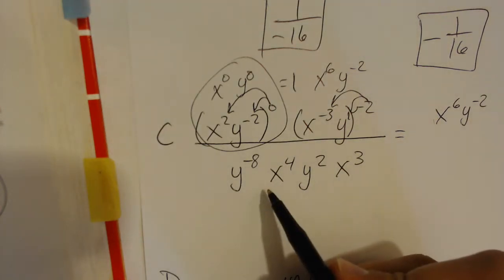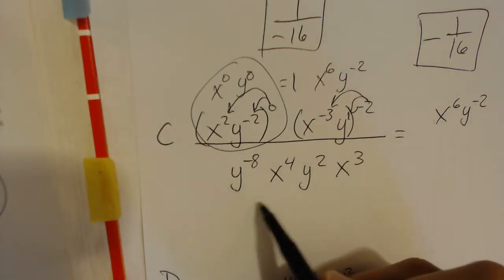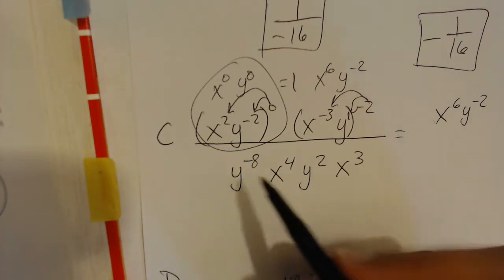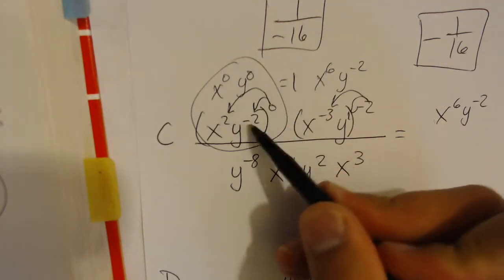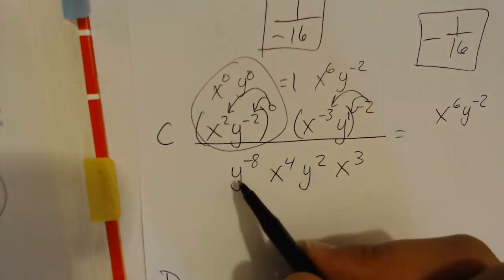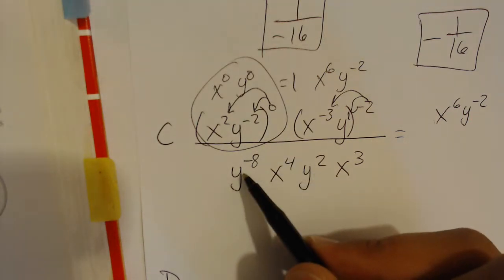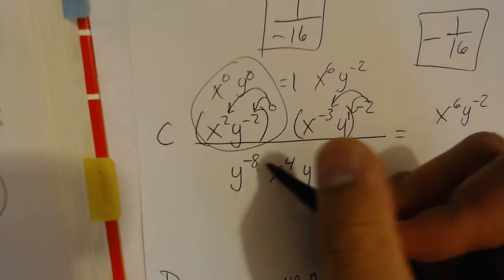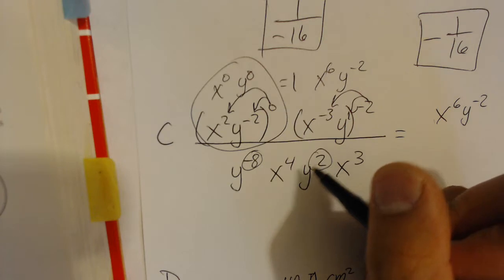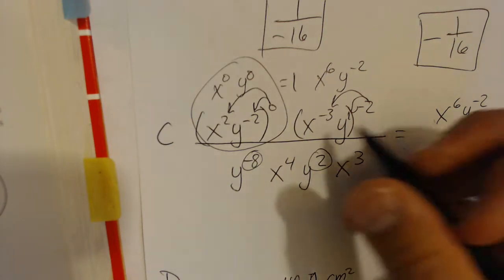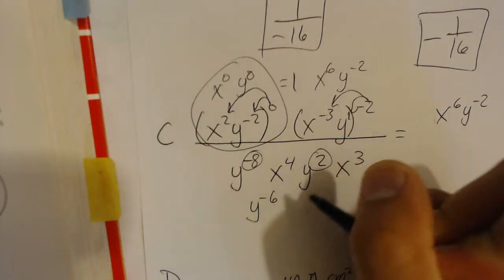Moving down to the denominator. We have y to the negative 8 and y squared. So we're going to combine these y's. Now, as opposed to the distributive property we did up here, when we're just multiplying unknowns that have exponents, all we're going to do is add the exponents. So we add this negative 8, we add that positive 2. Negative 8 plus 2 is going to come out to y to the negative 6.